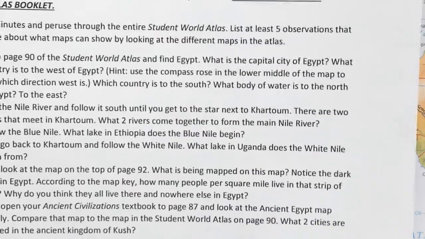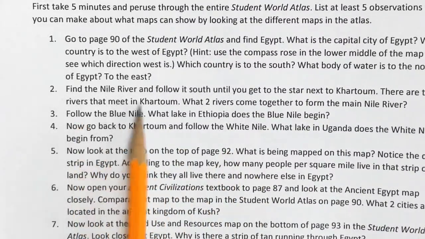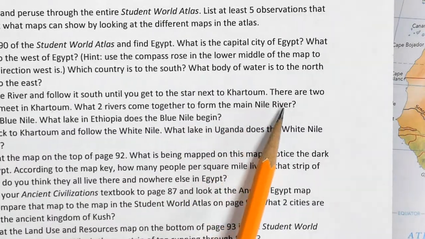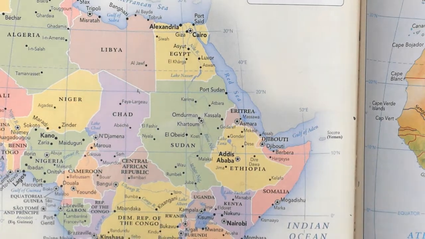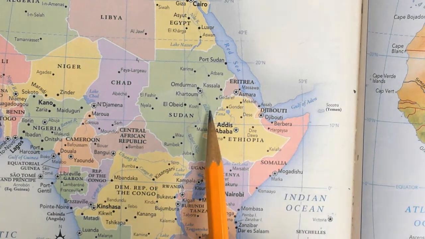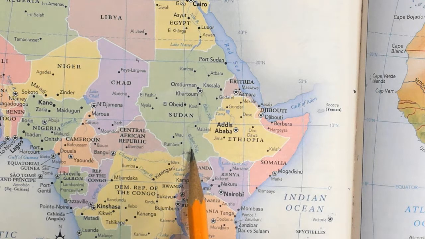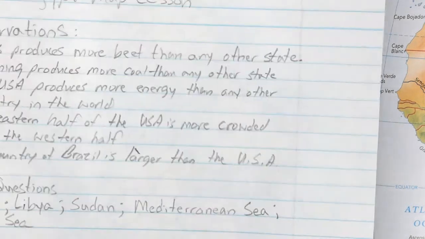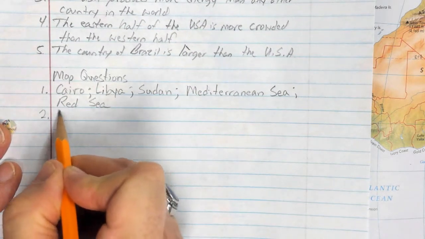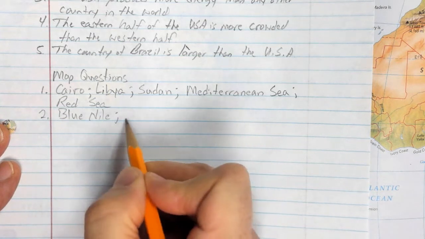So we go back to our chart. Right here, there are 2 rivers that meet in Khartoum. What 2 rivers come together to form the main Nile River? Alright, so now looking really close at the map, there's the 2 rivers. There it is, the Blue Nile, and what does that say? The White Nile. So we go back to our answer sheet. Let me zoom out so you can see my answer sheet. We put a number 2, and we write Blue Nile, semicolon, White Nile.